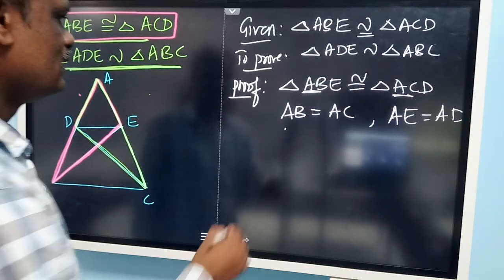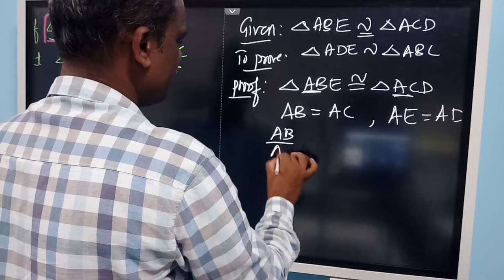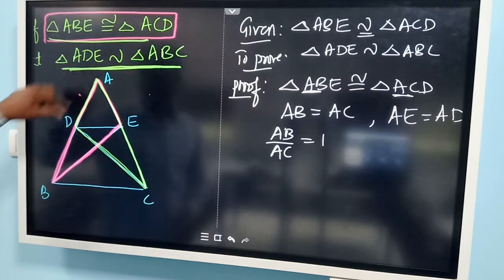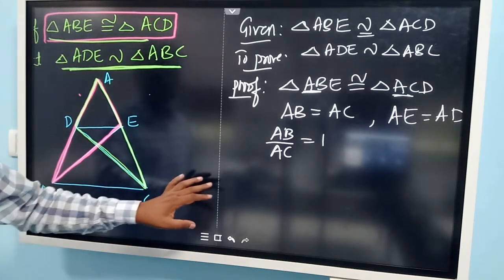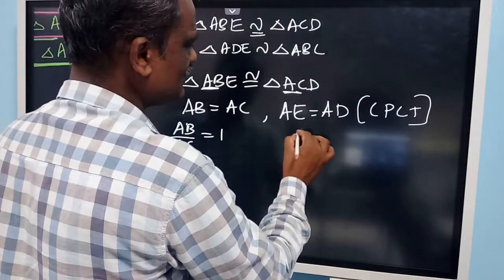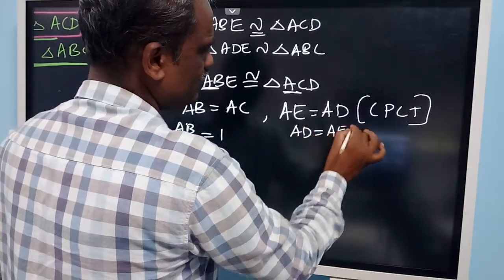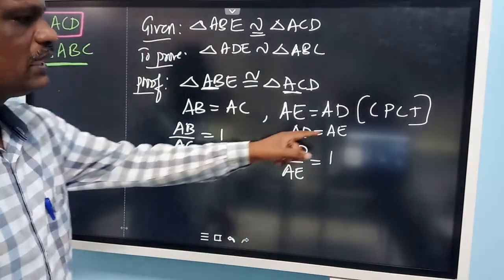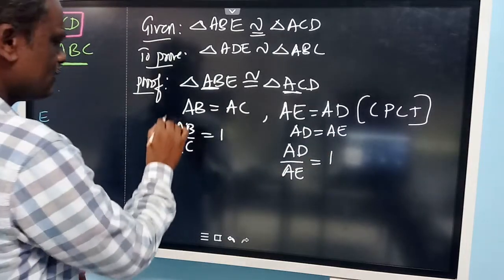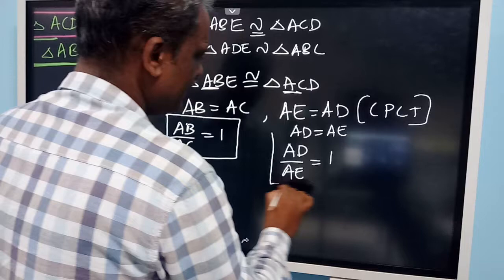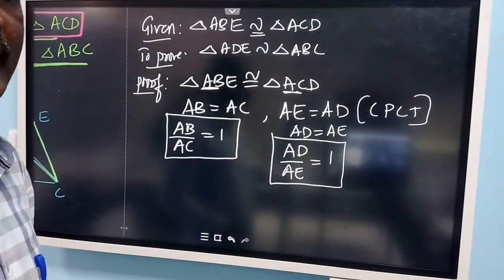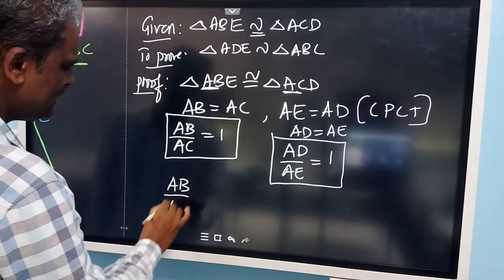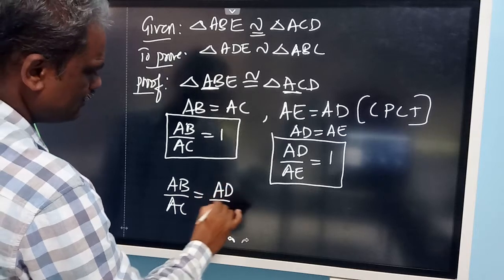So what can I write? AB by AC is equal to 1, transferring AC to the denominator. Similarly, AD is equal to AE, or AD by AE is equal to 1, transferring AE to the denominator. You will get AB by AC is equal to 1, then AD by AE is equal to 1. Since both the right hand sides are equal, I can write AB by AC is equal to AD by AE.